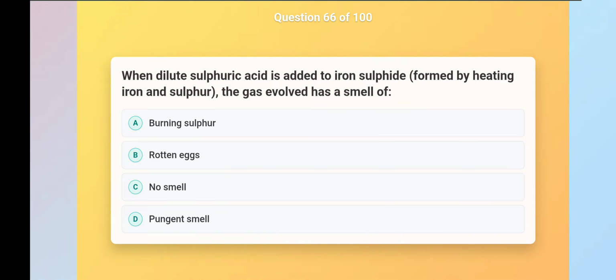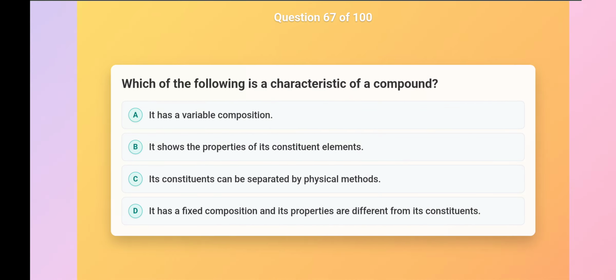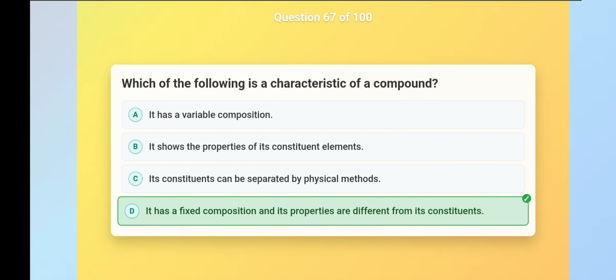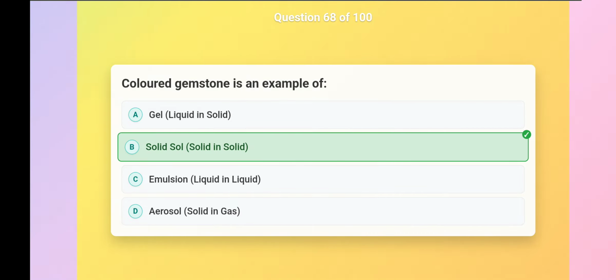When dilute sulfuric acid is added to iron sulfide, formed by heating iron and sulfur, the gas evolved has a smell of rotten eggs. Which of the following is a characteristic of a compound? It has a fixed composition and its properties are different from its constituents. Colored gemstone is an example of solid sol, solid in solid.